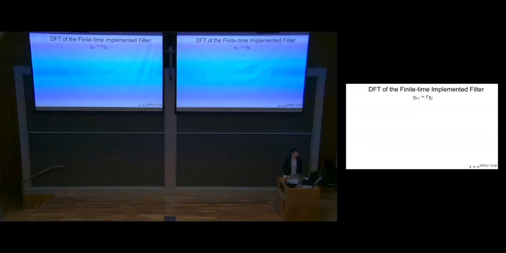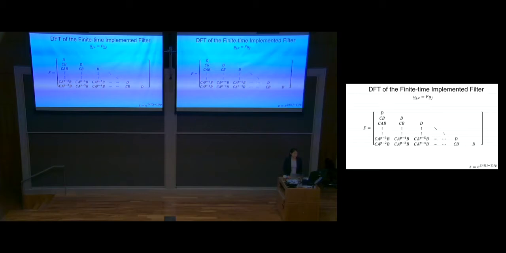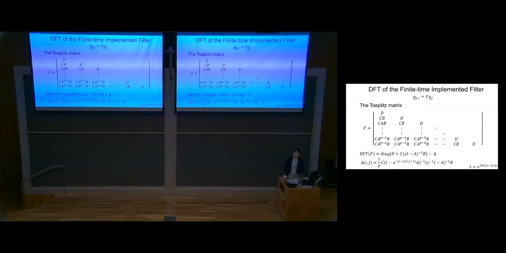If we do the discrete Fourier transform of the finite time implemented filter, we could see the frequency response. It has H(z) inside of it, only with a small mismatch. That is the coupling between different frequencies.